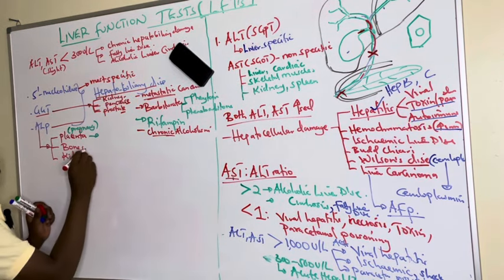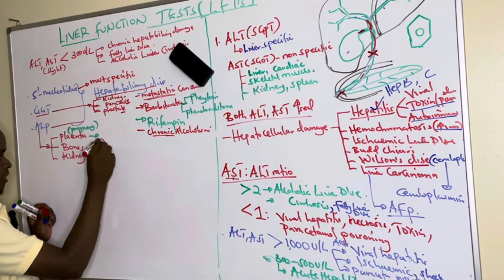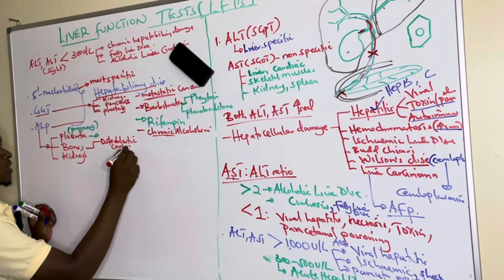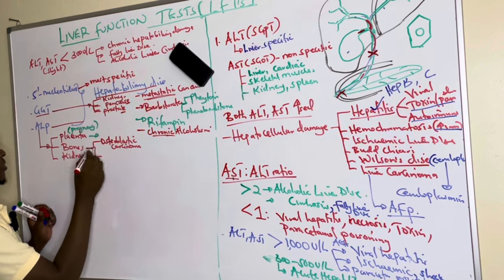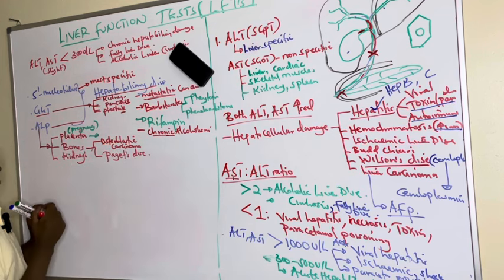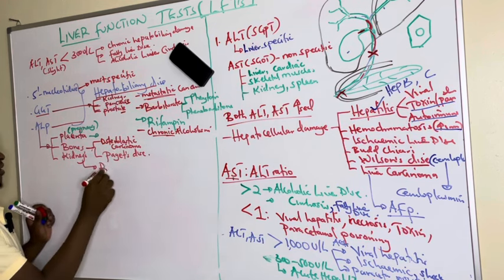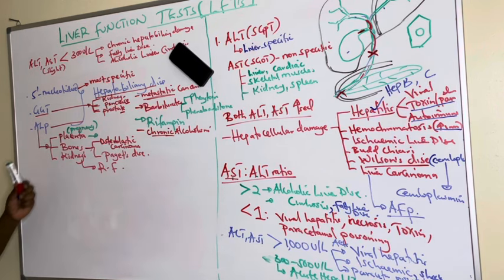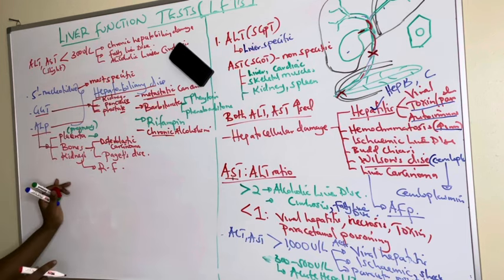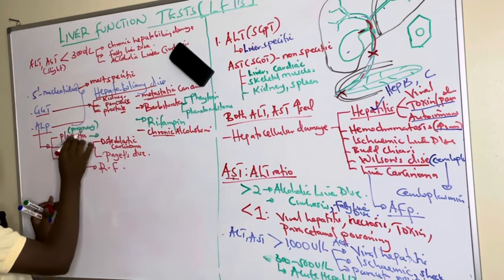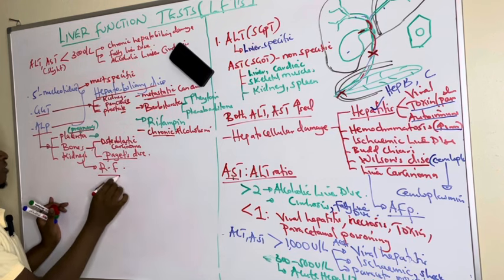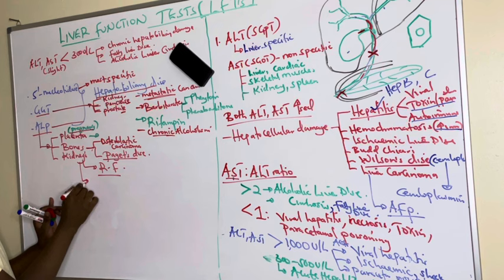Then bones, so any person with bone cancer, that is osteoblastic carcinoma, that is cancer of the bones, someone with Paget's disease, we find ALP being high. Even someone with renal failure, apart from hepatobiliary diseases, alkaline phosphatase is also elevated in osteoblastic carcinoma, pregnancy, that is during the second and third trimester, then in Paget's disease and renal failure, and not forgetting also in growing children.